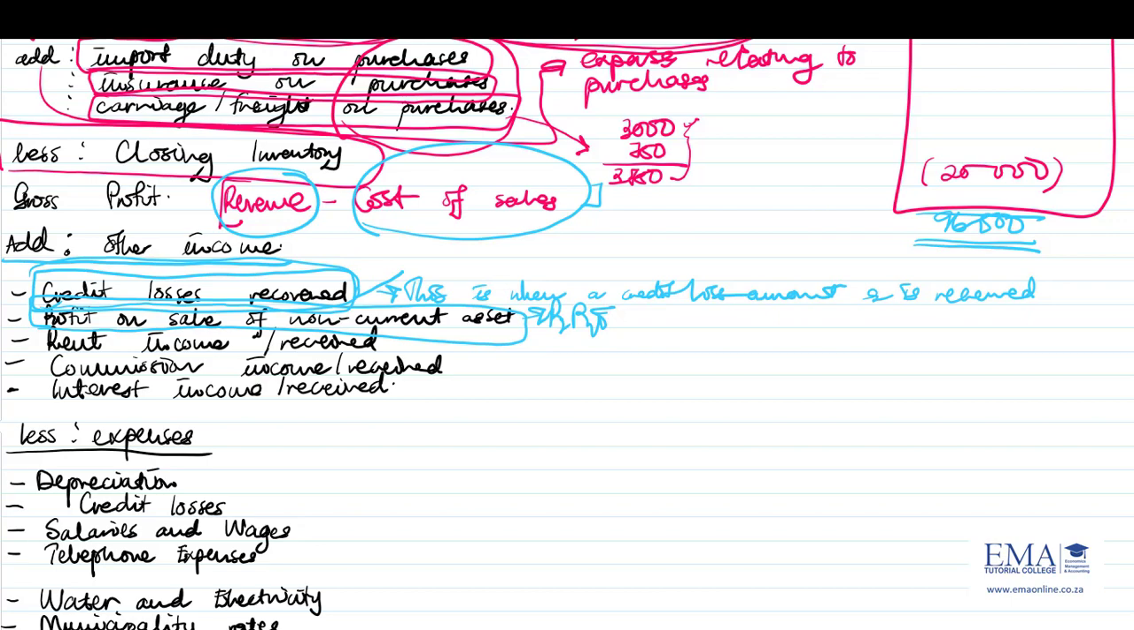Then we have rent income or rent received. We're just saying you received rent from a tenant, maybe you have a building. Then you have commission income or commission received. Maybe you're working on behalf of someone and you're receiving income. And then you have interest income or interest received. Maybe someone borrowed money from you. So any line item written as income or received, that's what you classify under other income.